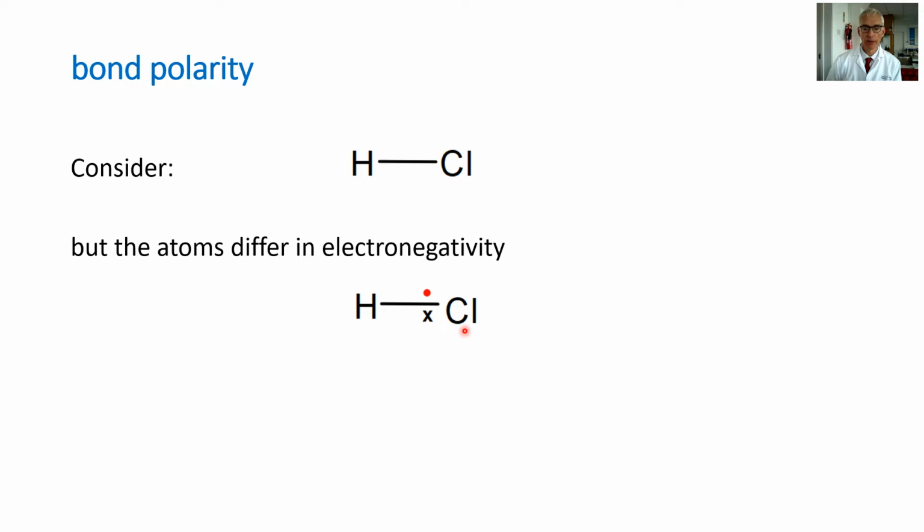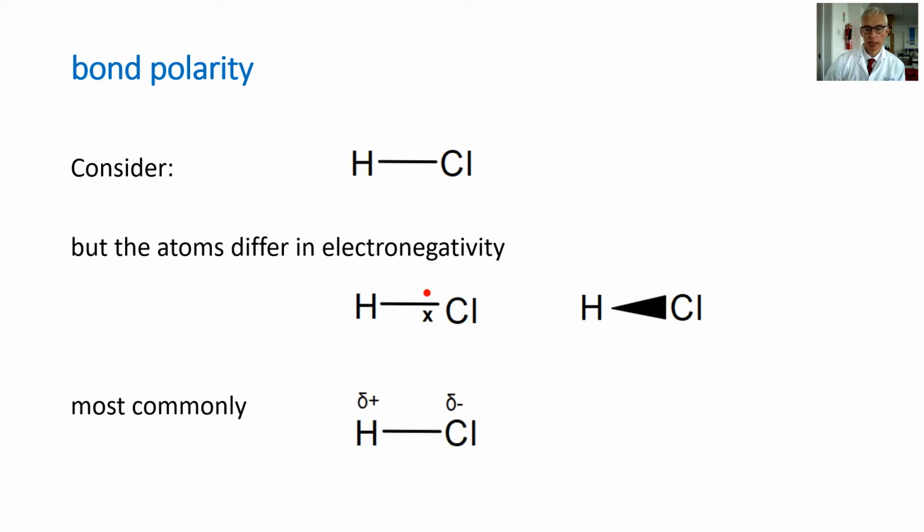So what that means is that the electrons in the covalent bond are pulled more strongly towards the chlorine than towards the hydrogen. So if we look at what that means in terms of electron density, we could represent the polarity of the bond by showing that there is a greater electron density at the chlorine end than at the hydrogen end. But most commonly, we use a delta plus and delta minus symbol to indicate that hydrogen is less electronegative than chlorine, so more electron density is pulled towards the chlorine than towards the hydrogen.